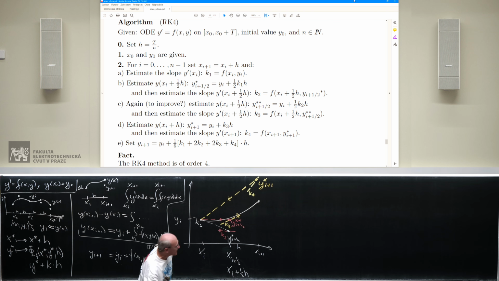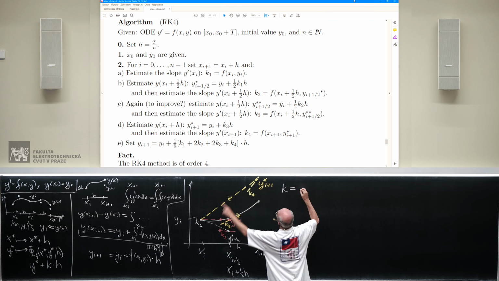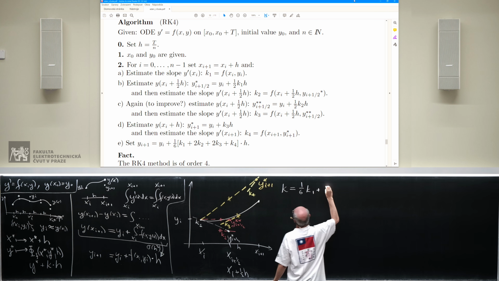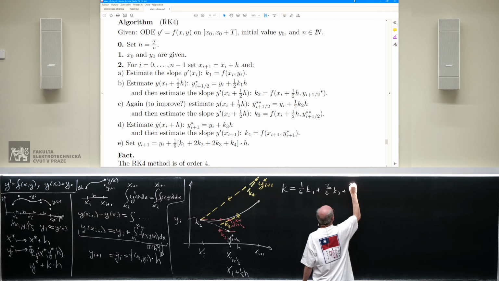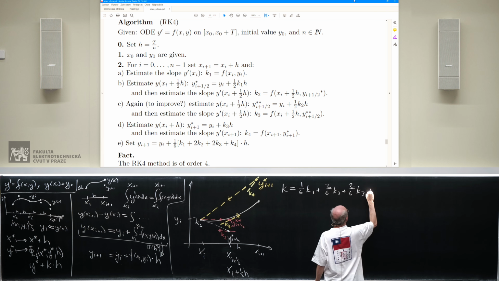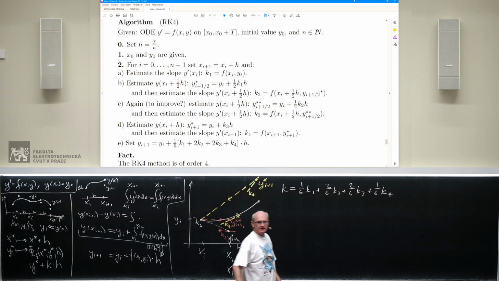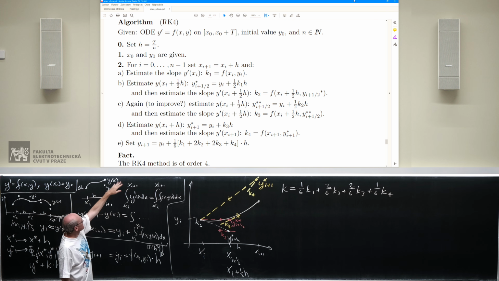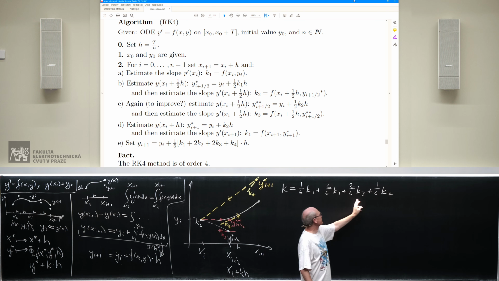So perhaps I can write it like that. The official slope for this method is 1 over 6, the slope K1, plus 2 over 6, slope K2, plus 2 over 6, slope K3, plus 1 over 6, slope K4. And that's it. And we are getting method of order 4. 4 pieces of information for slopes, method of order 4.